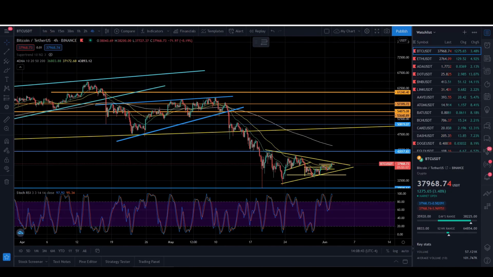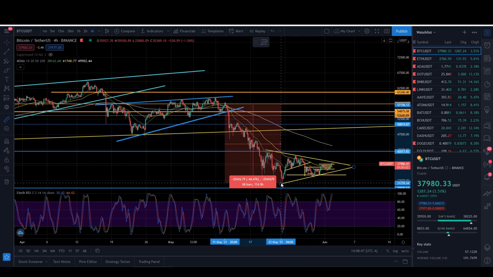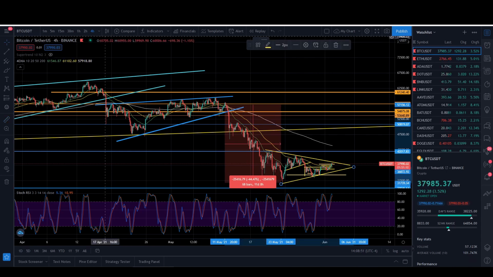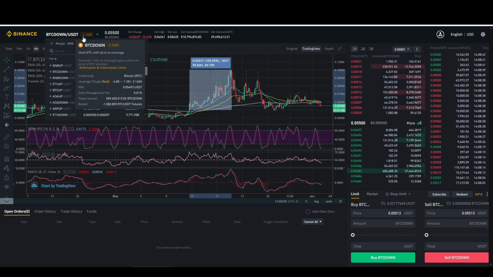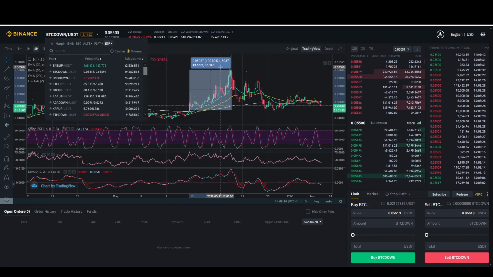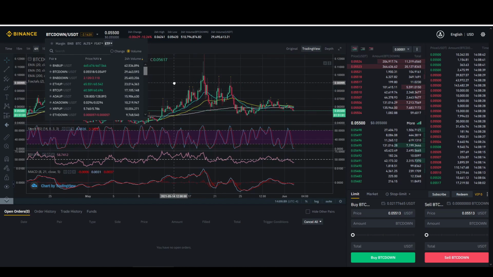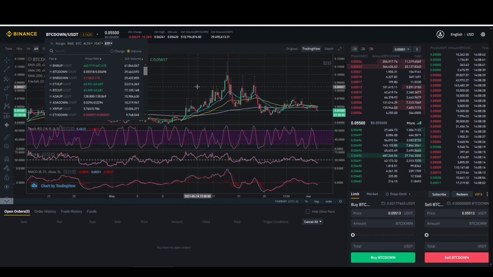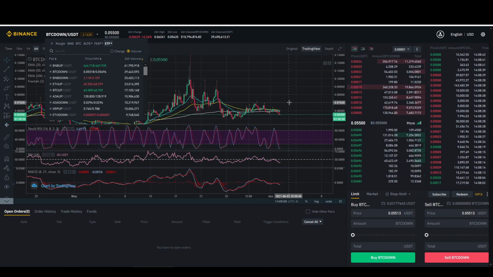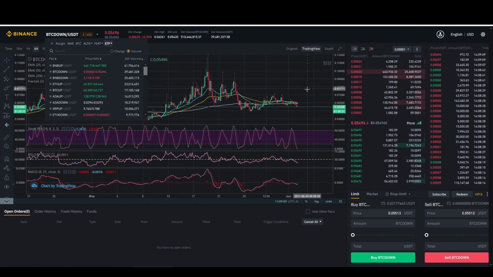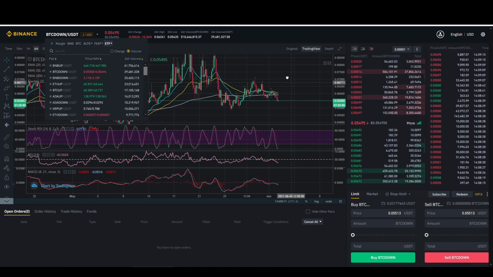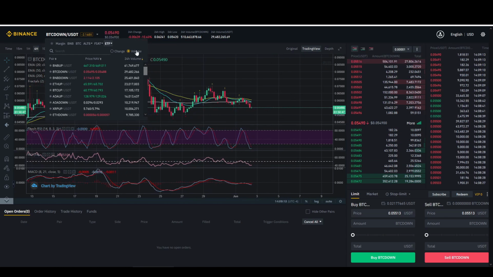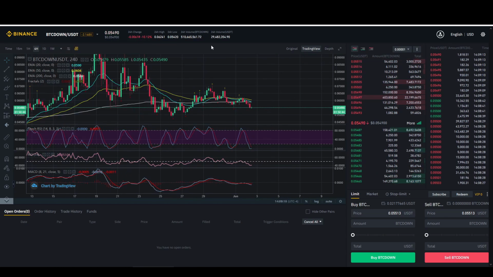So in real life, from here to here, it was like 44%. But because we have a 2x leverage, it is actually 100% profit. So if you know that Bitcoin is going down or up, you can use the leverage token to make more money. Even if you know that the market is going up for the next few hours or the next couple days, you can buy the token, make profit and exit.